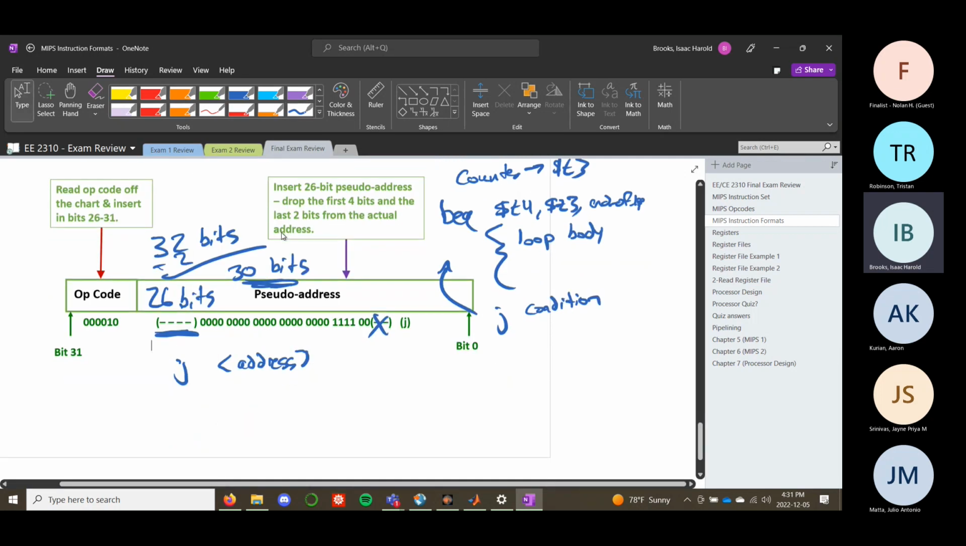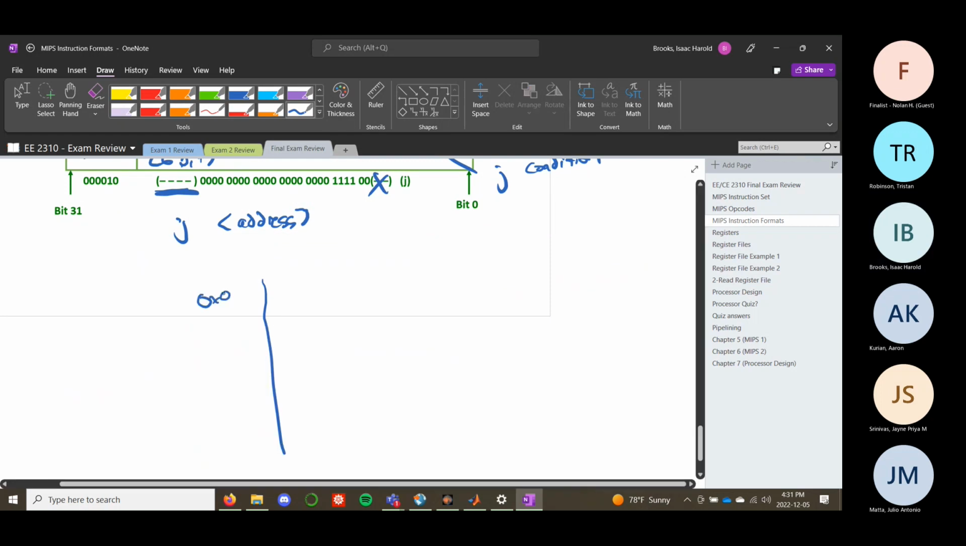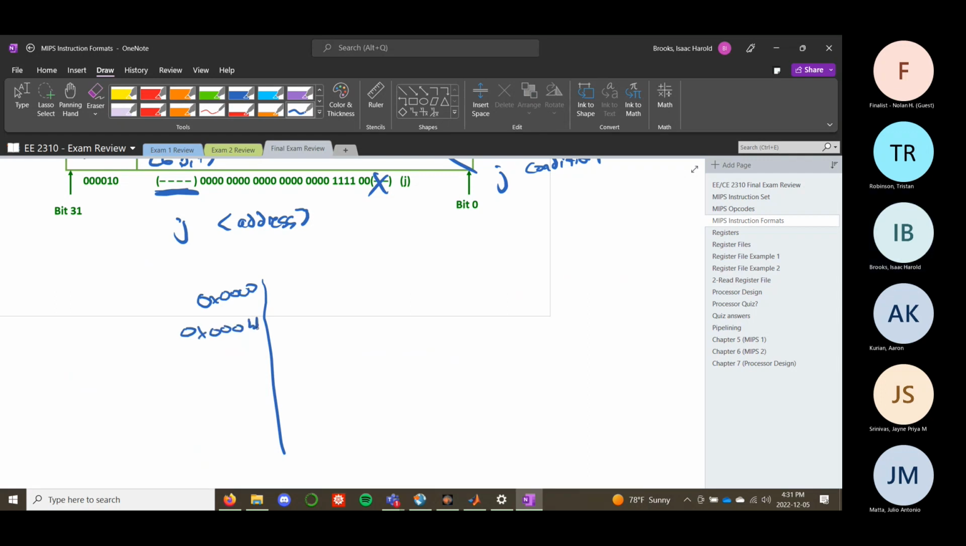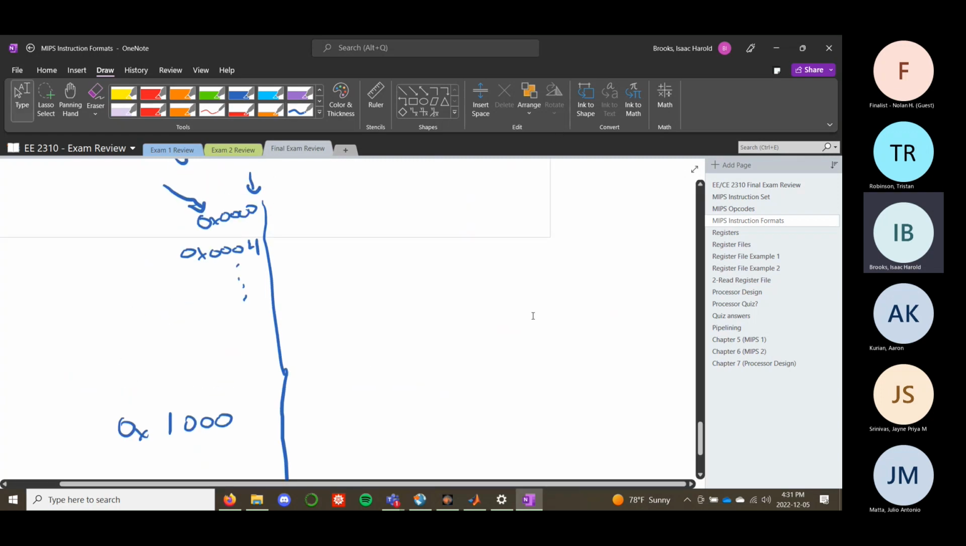So if you think about the address space, say this is address 0, this is address 4 maybe, and then this keeps going, they're going to count. The numbers on the right of the address, the least significant address bits, are going to be the ones changing, and the most significant address bits aren't going to change until you get way, way down here. Like this will be address like 1000. You have to count through all of these addresses.